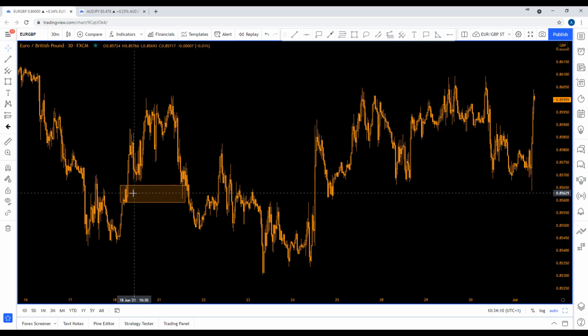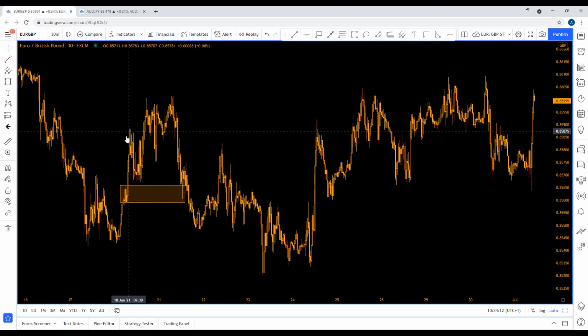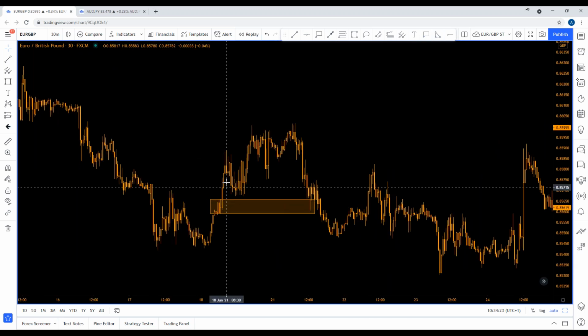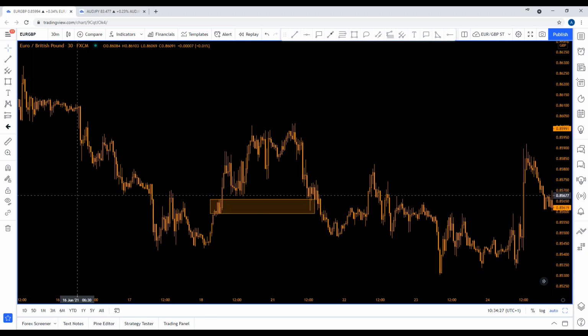Right, so on the plus side, we had strong momentum form out of the base. I'm sure we all agree on that. Strong, decisive movement forming out of the base. Let me zoom in so we can get a clearer look. So we had strong momentum form out of the base in the shape of one single candle.